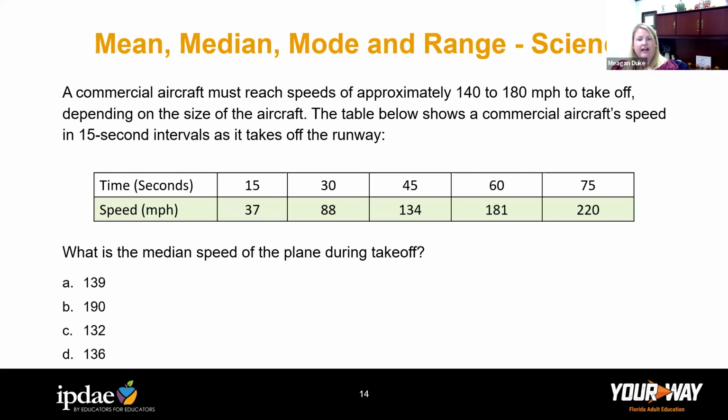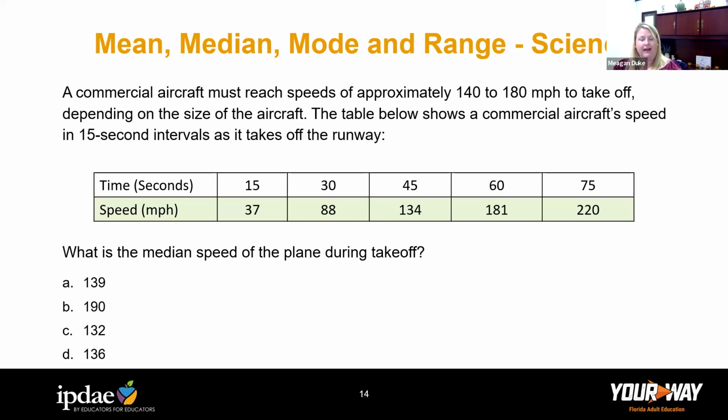Here's another question. We're going to shift. We're staying on mean, median, and mode and range, but now we're switching over to science. Students are still asked to calculate these same data points, but they have to be able to do it in the context of science as well. So here's a practice question. A commercial aircraft must reach speeds of approximately 140 to 180 miles per hour at takeoff, depending on the size of the aircraft. The table below shows a commercial aircraft speed in 15-second intervals as it takes off the runway.